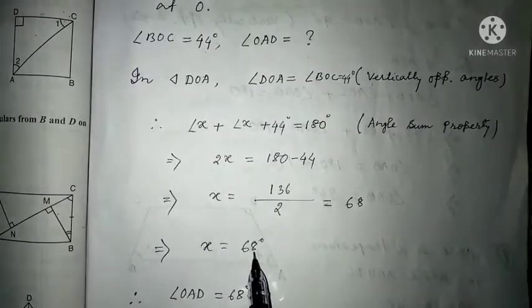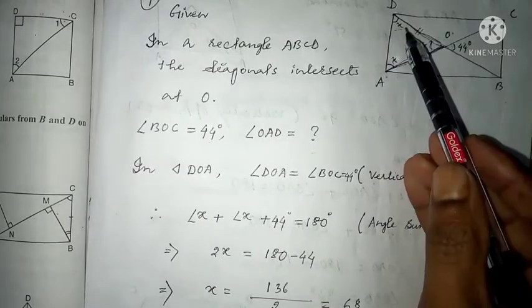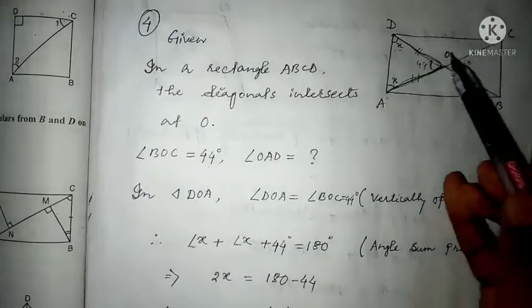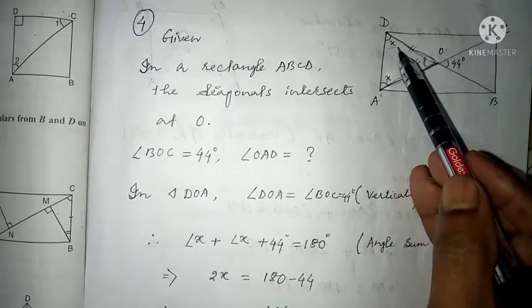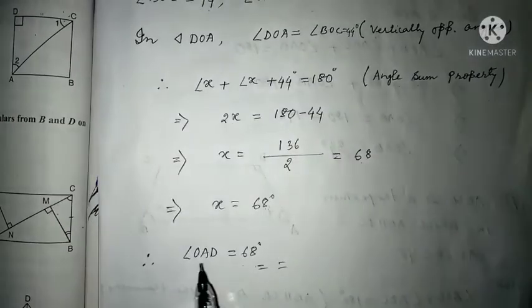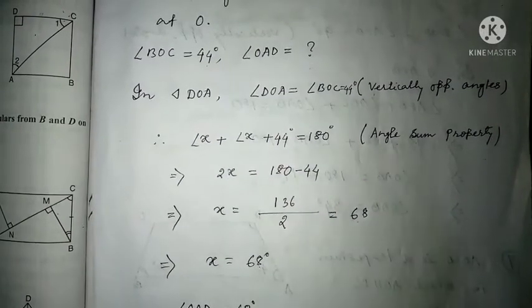So x is how much? 68 degrees. So x means what actually? OAD is the x. So OAD is 68 degrees. Here ODA is also 68 degrees, but we are not asked to find that, so we will write only OAD. This is also very simple. I hope all of you have understood this one.